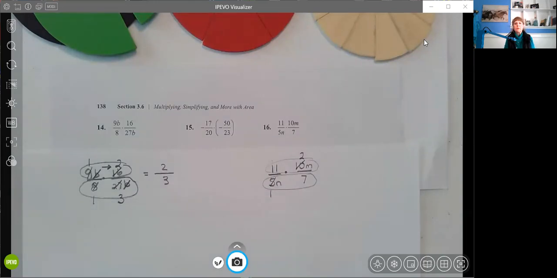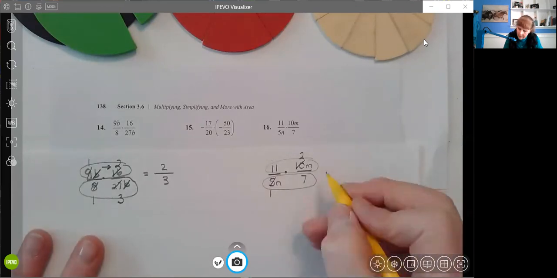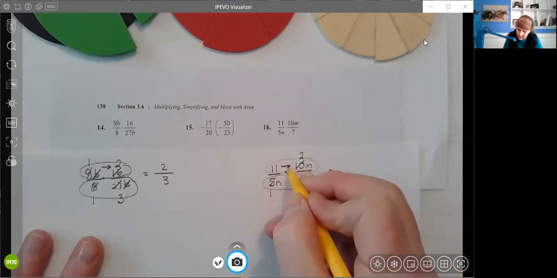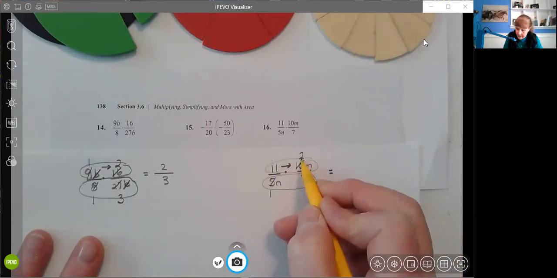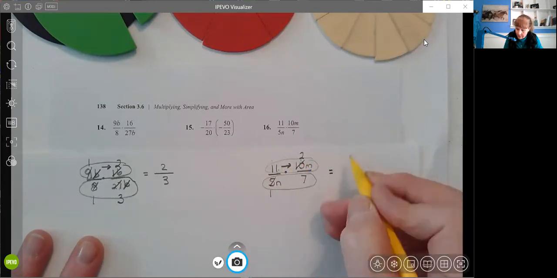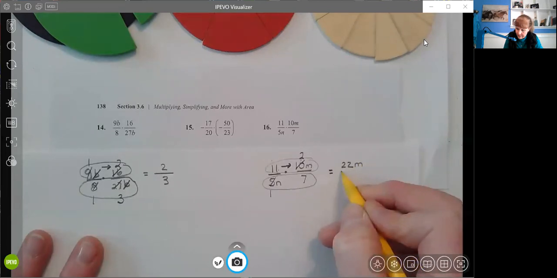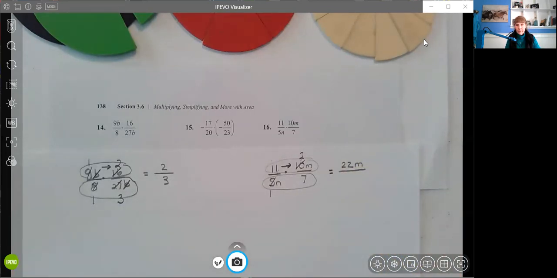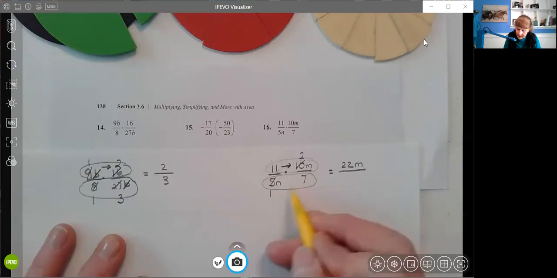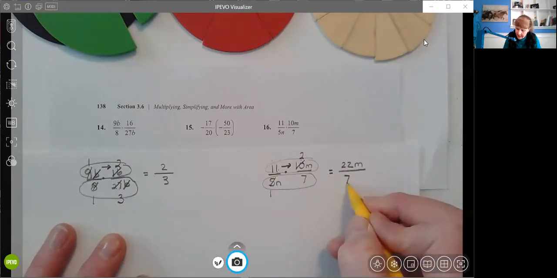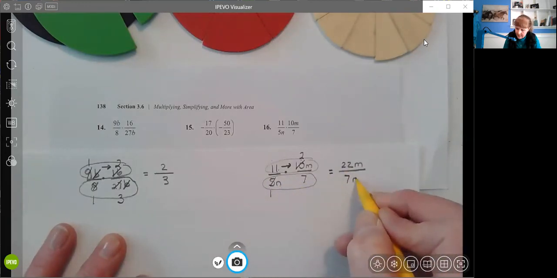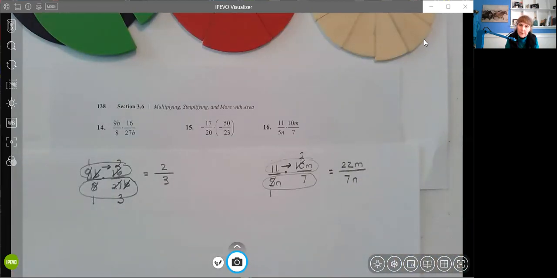What about the variables? I've got an m and I have an n. They're different, so they're not going to cancel. They're going to stay. So when I multiply across, I multiply the numbers that are left, the 11 and the 2. I multiply those, and I still have times m. And then here in the denominator, 1 times 7 is 7, n times n. And that's as far as you can reduce it.